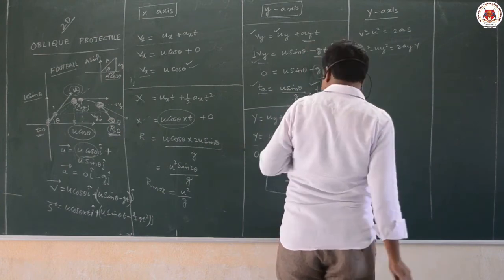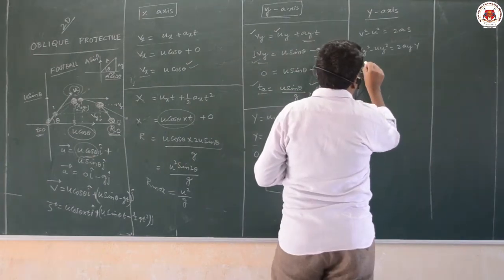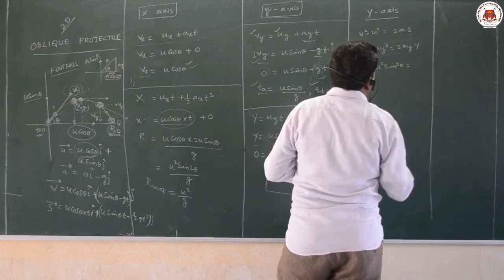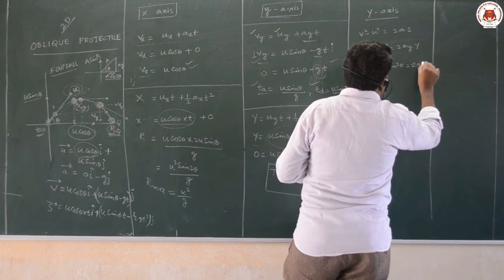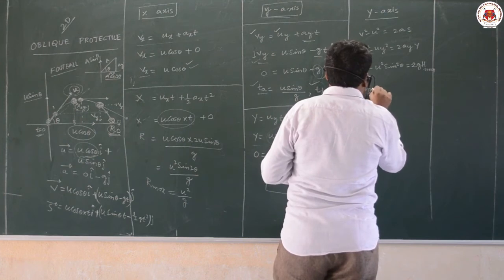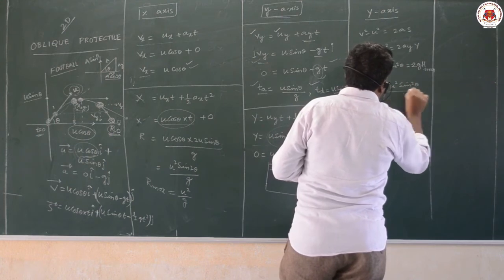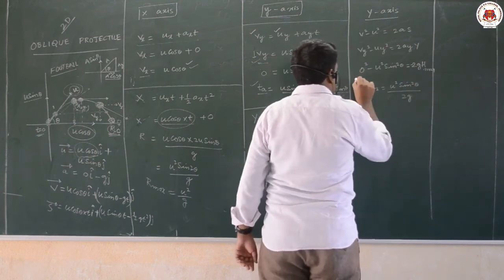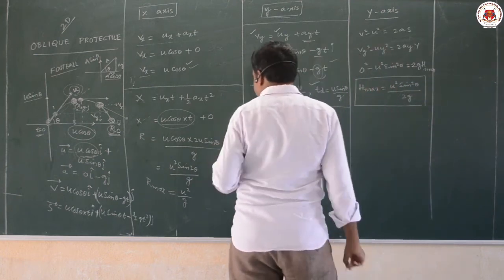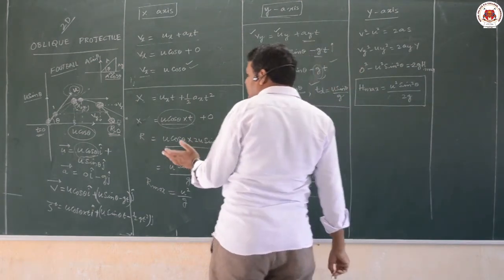At maximum height, as already discussed, the vertical velocity becomes 0. So 0 square minus u square sin square theta is equal to minus 2g h max. From this you can write h max is equal to u square sin square theta by 2g. So these are the equations we get by applying the formulas in the x axis and y axis.